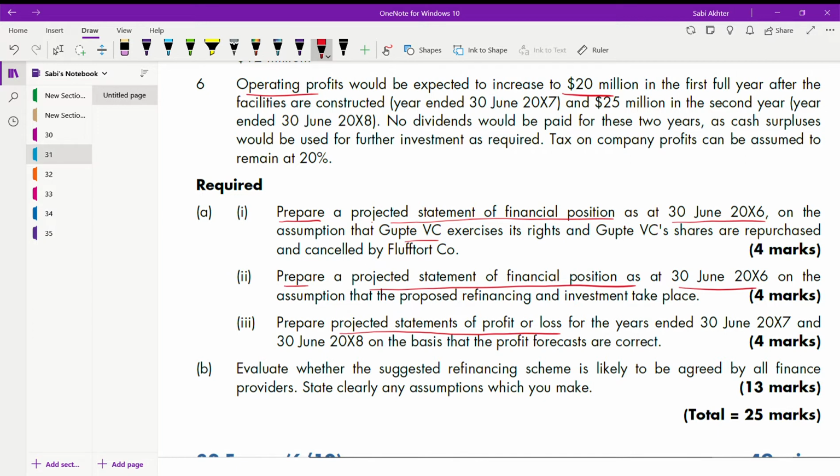So this and this might look the same, right? Project a statement of financial position, project a statement of financial position, but the difference is here you can see it is on the assumption that they exercise their right. So he is the principal here, the main one I think. But in the next one, on the assumption that the proposed refinancing and investment takes place in full, refinancing and all takes place. This is only on the impact of Gupta VC.